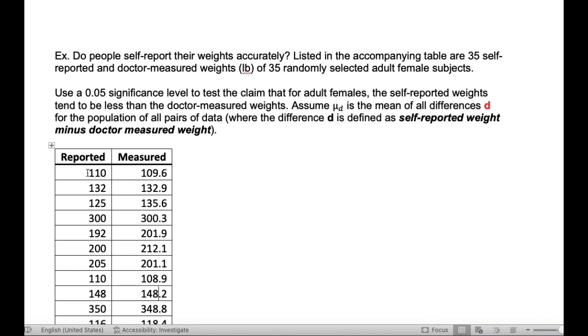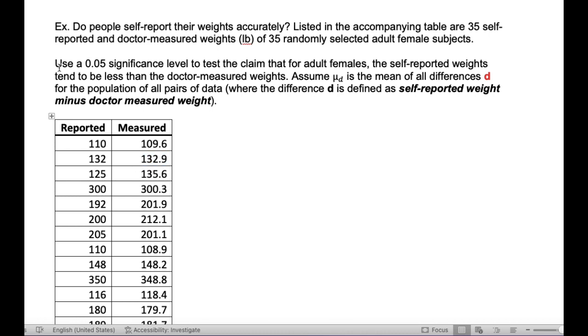It's important to notice we are told that each row corresponds to the same woman. So her reported weight was 110 pounds, and then when she was measured by the doctor, it was actually 109.6. For the second woman in the table, her reported weight, which goes into the first sample, is 132, but when it was measured, it was 132.9, and that went into the second sample, the doctor-measured sample.